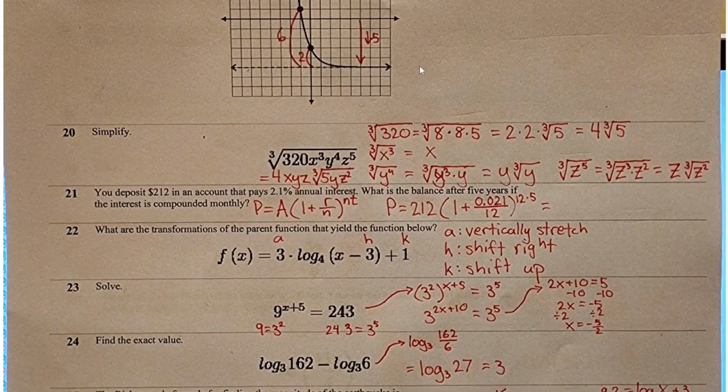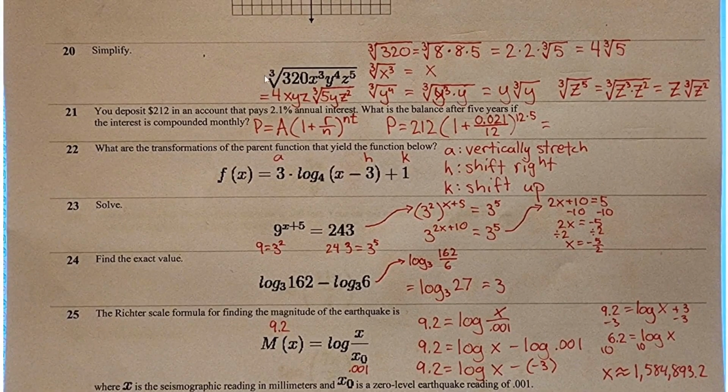Number 20 is a simplification of some rather nasty stuff, and we can see the steps that I went through. This is a cube root, so I'm looking for perfect cubes, just like in that quadratic formula question I was looking for perfect squares. Cube root of 8 is 2, and the cube root of 5 can't be done, so I'm just going to leave it. How did I know that it was 8 times 8 times 5? Trial and error. I found out what it was divisible by, and I was checking for perfect cubes.